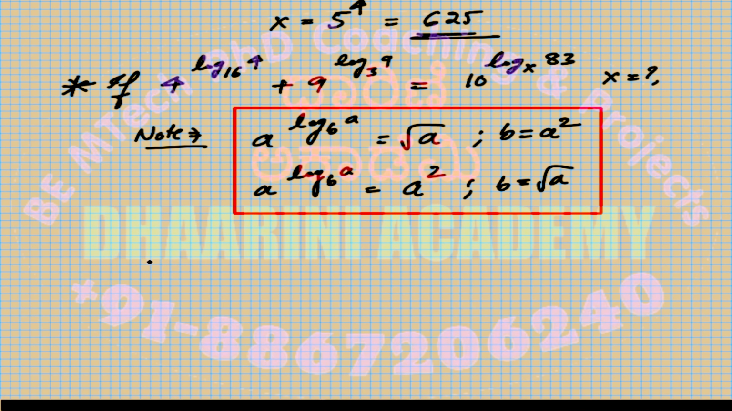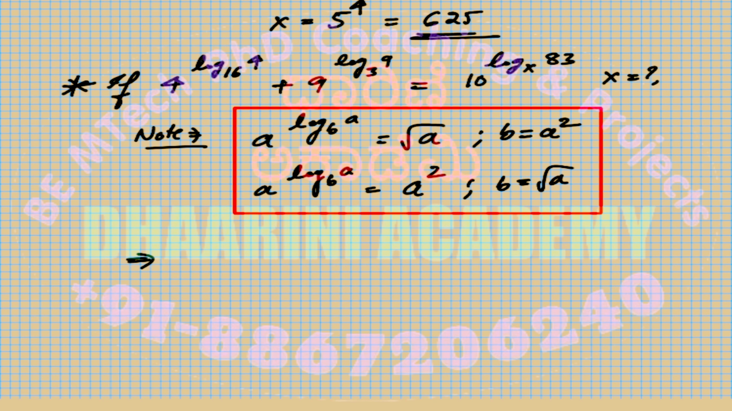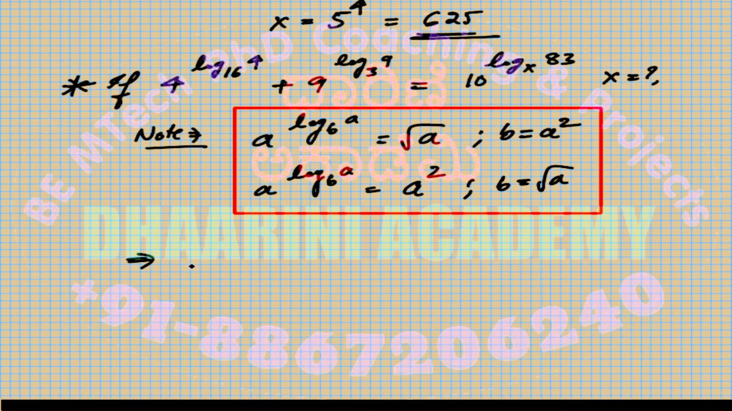So this implies, look at the first one, 4 to the power log to the base 16 of 4. I can see that b is equal to a square. This condition is satisfied here, so I can simply replace this as root of a. A is 4, so I can simply write that as root 4 plus 9 to the power log of 9 to the base 3. You can see that there is a relationship: b is root of 9, that is b is root of a. So when this happens, it is something like a square.